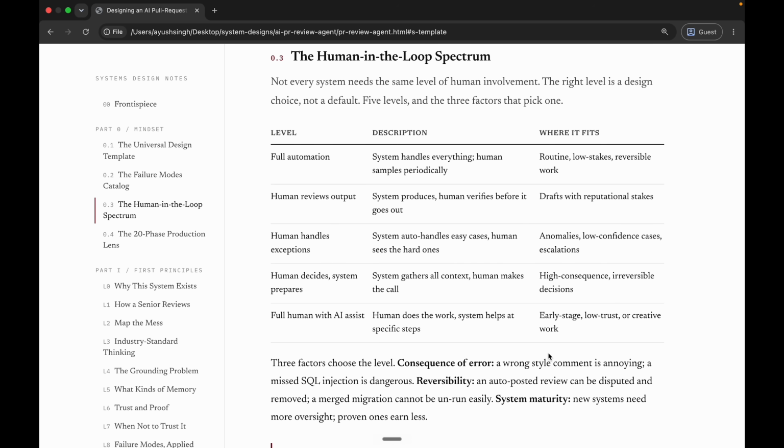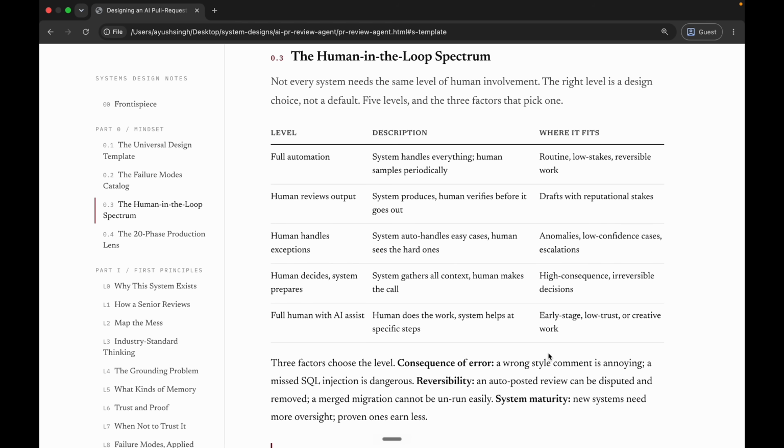This is especially useful in financial decisions, where you take all the data. Let's say you're providing a loan to a particular person. You gather all the information and get all the scores, and then finally the human approves whether to do it or not. And then we have another one, which is full human with AI assist.